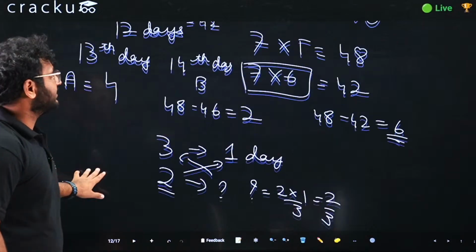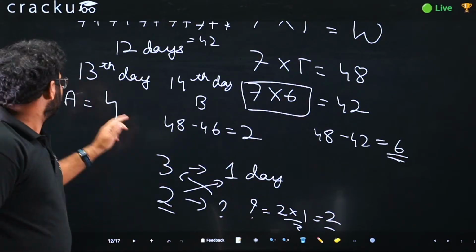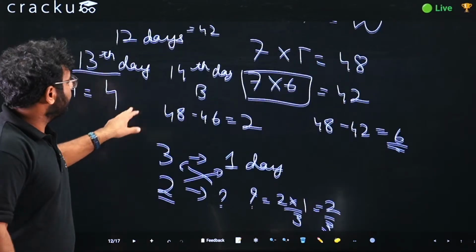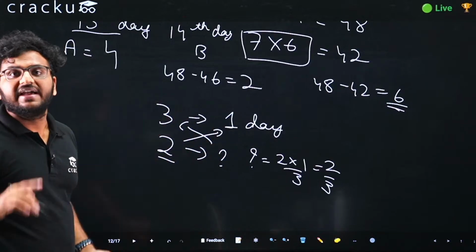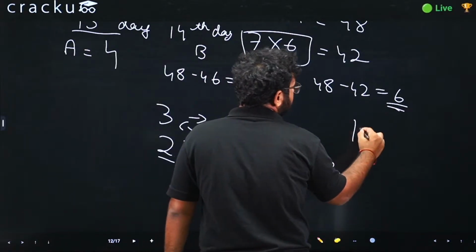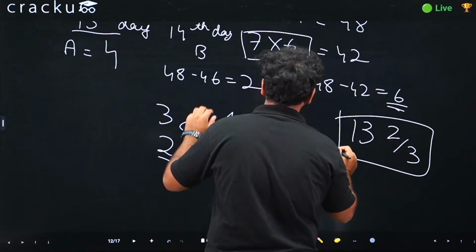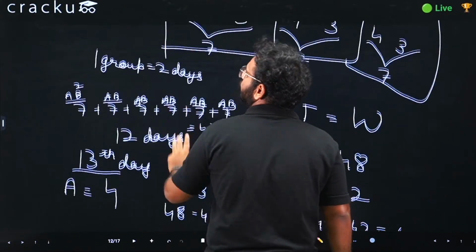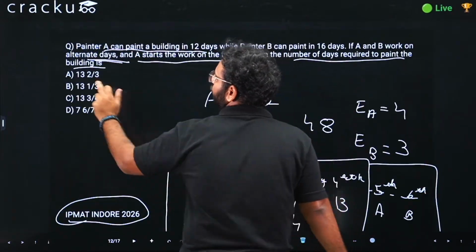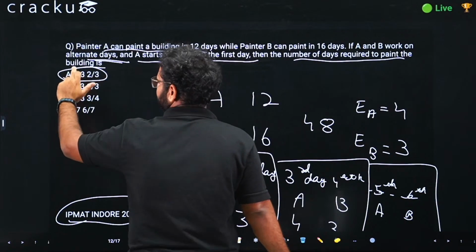So total days completely worked by them would be what? 13. And the 14th day would be what? 2 by 3. Hence our answer would be 13 2 by 3. Hence option A, most probably it's option A. So option A is the correct answer.